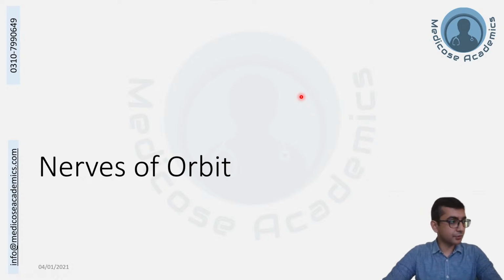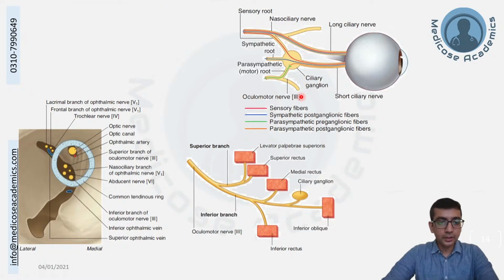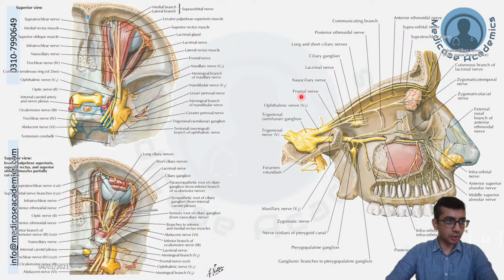Okay, let's talk about the nerves of the orbit. First, the sensory nerves. The two main sensory nerves that enter the orbit are the ophthalmic division of the trigeminal nerve, which is almost completely distributed within the orbital cavity and its structures, and the part of the maxillary division of the trigeminal nerve that enters the orbit. In the last part, we will talk about the motor nerves, that is the oculomotor nerve and its branches supplying different muscles.